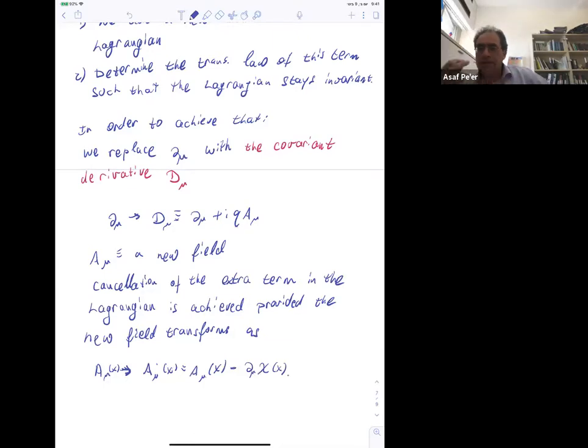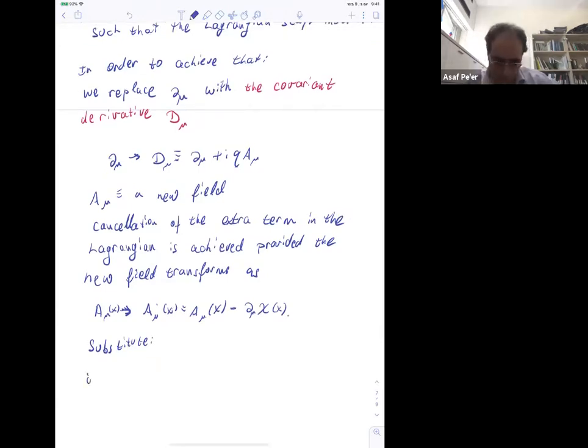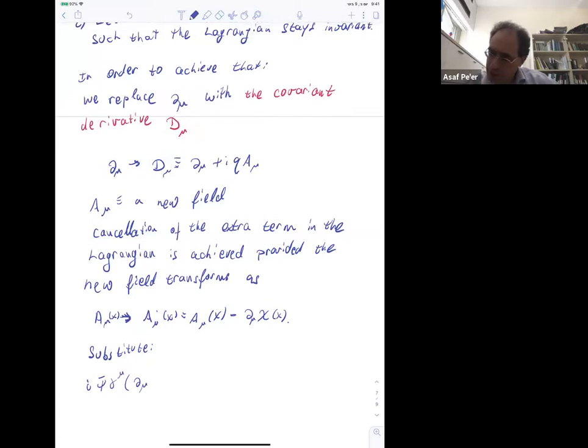Now we can see that immediately by simple substitution. So if we substitute, right, i psi bar gamma mu d mu, we change d mu with the capital D mu, so now it's going to be d mu plus iQ A mu psi.